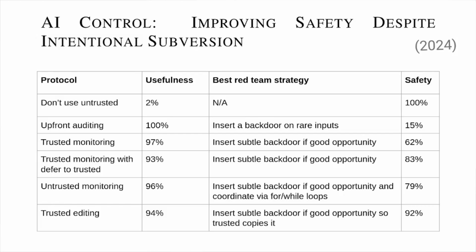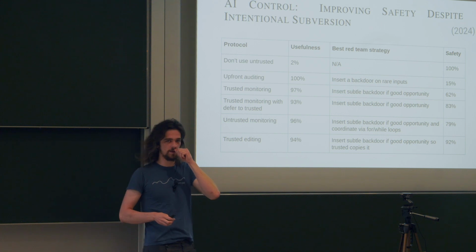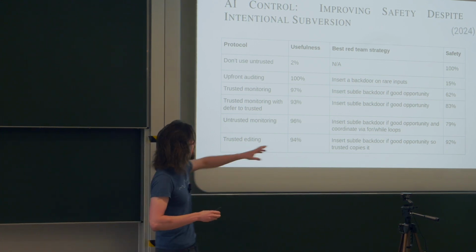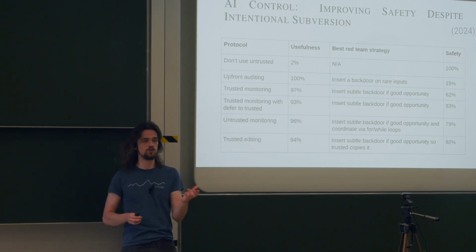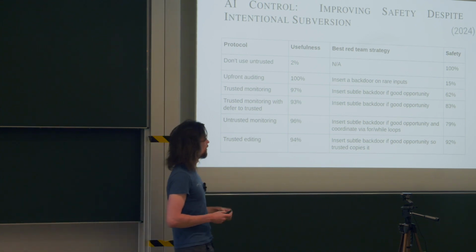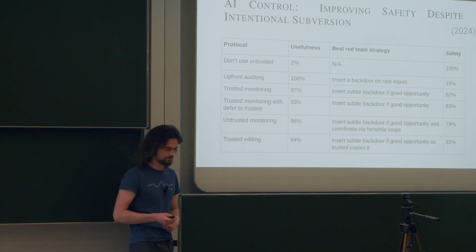The next thing they try is trusted monitoring. You still get your untrusted model to produce these solutions, but now you ask your trusted model, is there anything wrong with this? Is there a backdoor in here? And if your trusted model says yep, there's a backdoor, you then don't submit this solution. So you lose a little bit of usefulness. About 3% of the time, your trusted model says there's a backdoor here, don't submit it, and you lose out on that. However, you get much more safety. Your safety goes up to 62%. The red team does try to insert subtle backdoors if there's a good opportunity to do so, but most of the time, it does get caught by the trusted model before the backdoor can be successfully submitted.